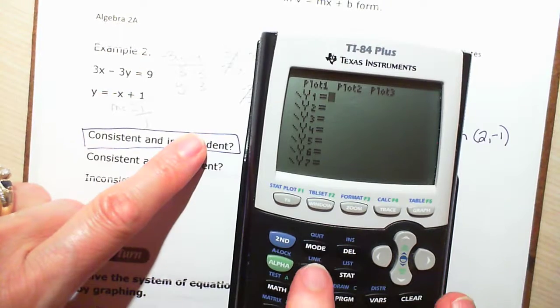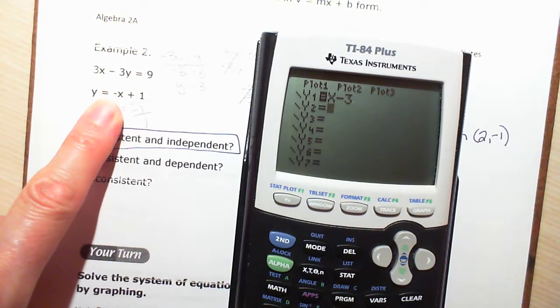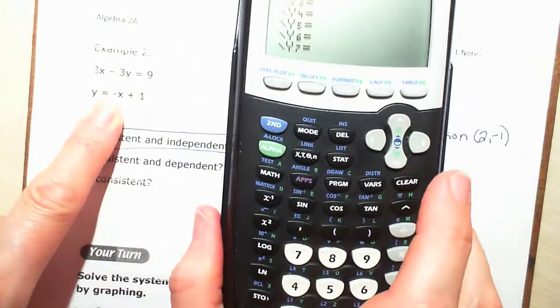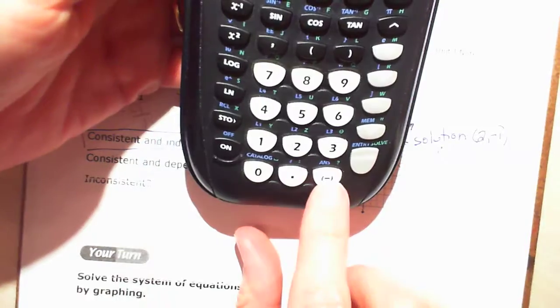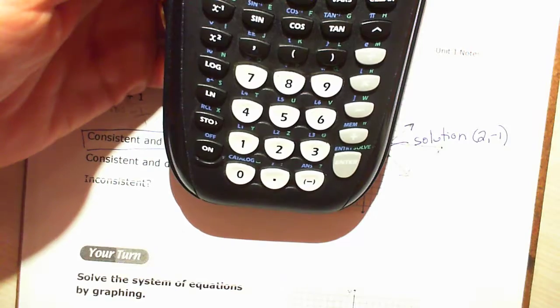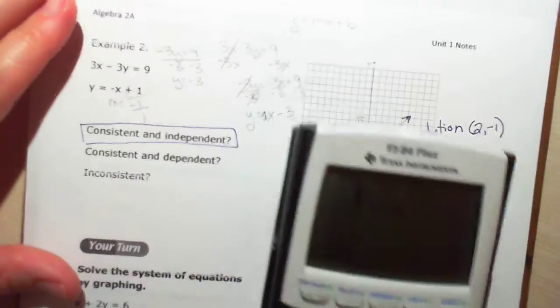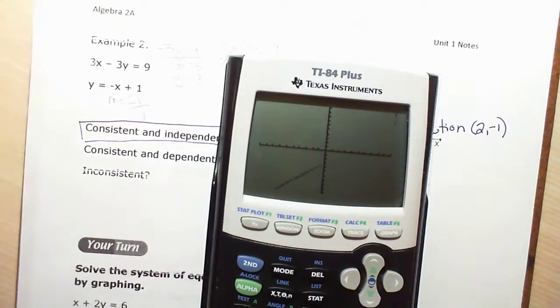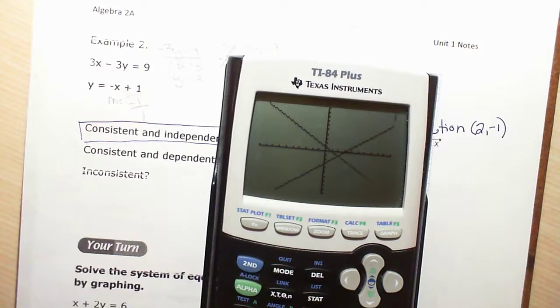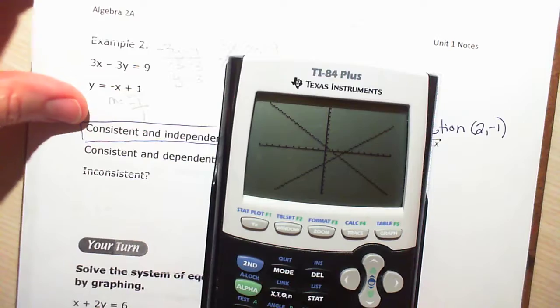Okay, now the first line was x minus 3. So I'm going to graph x minus 3, and then I'm just going to go ahead and put the other one in right now, and that was negative x plus 1. When you're putting in a negative, make sure you're using this button and not the subtraction. If you use the subtraction for a negative, you'll get an error message. So make sure you did negative x plus 1. Okay, now let's graph these. Okay, now we can see they intersect, but we want to make sure we find that exact point.